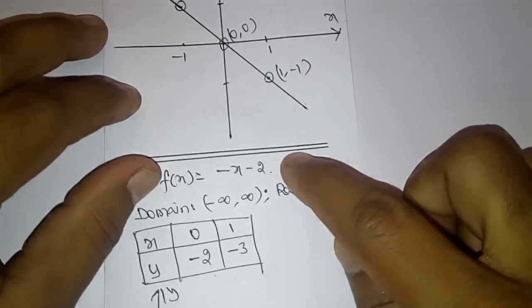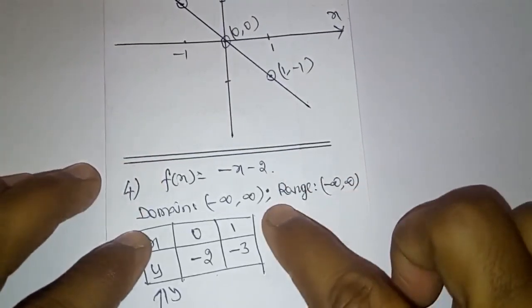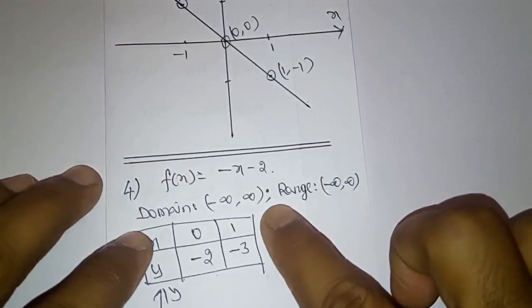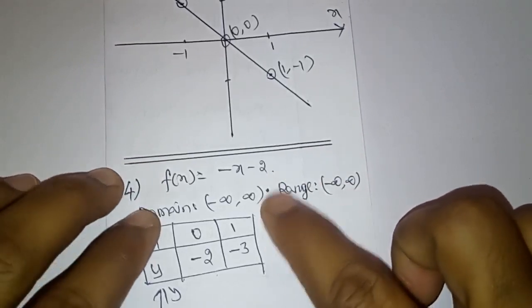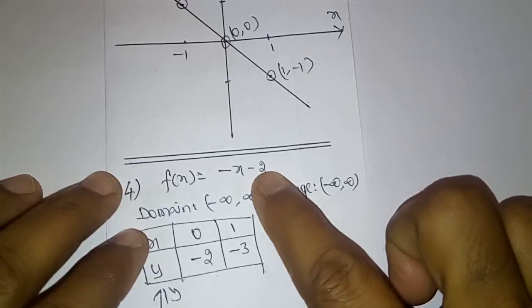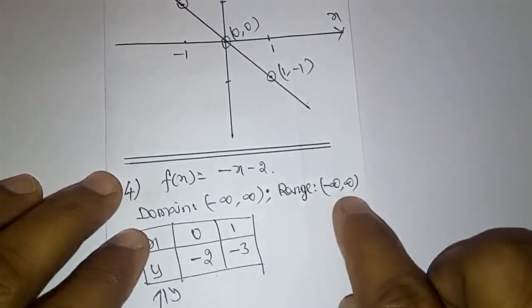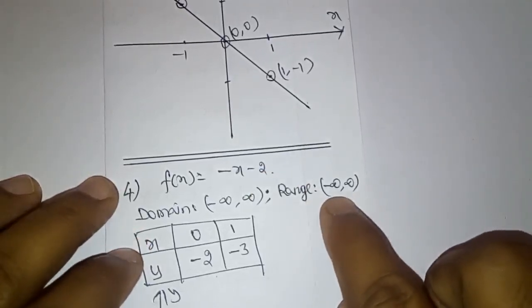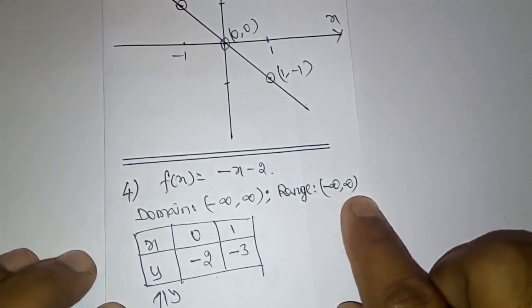Next we move to another function, f of x, which is equal to -x minus 2. It is also a linear function, therefore the domain is given by minus infinity to plus infinity. It is a polynomial of degree 1, which is an odd number, therefore the range is also the entire real line, minus infinity to plus infinity.